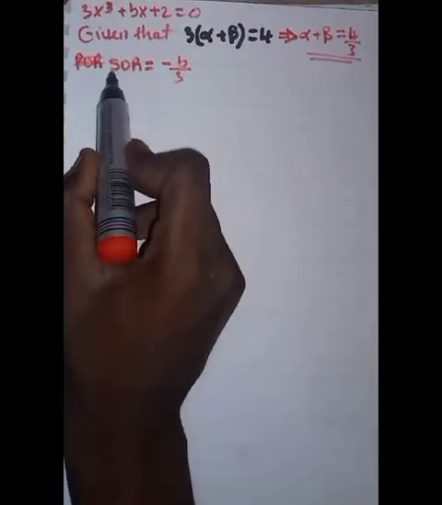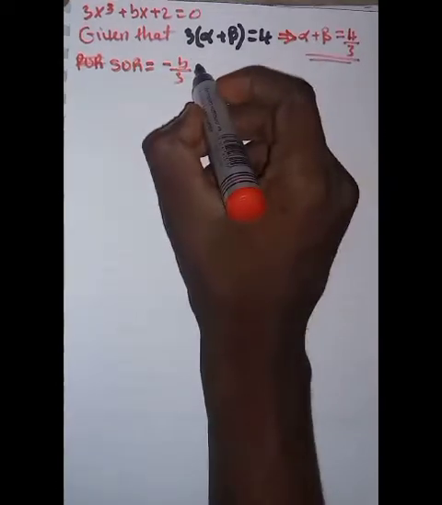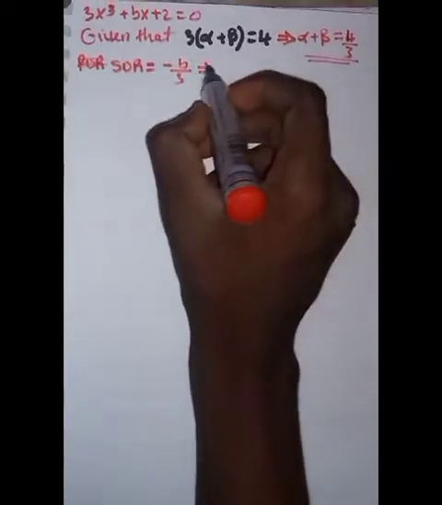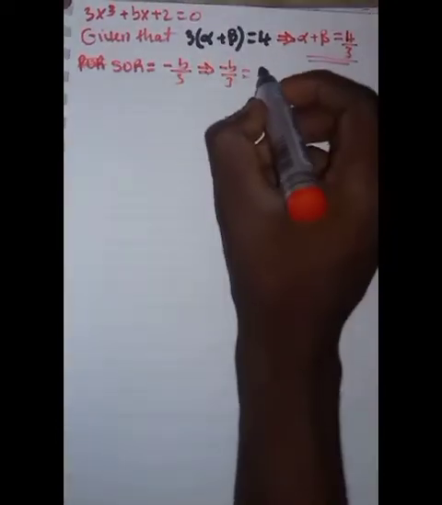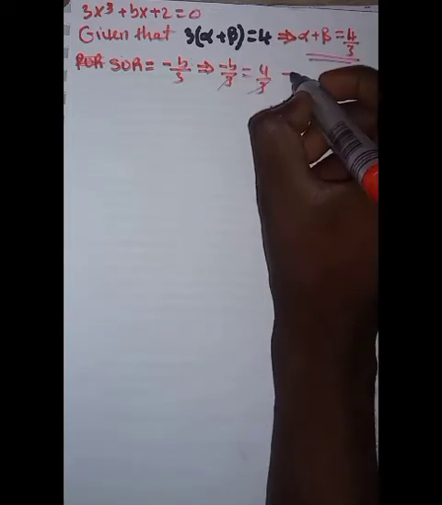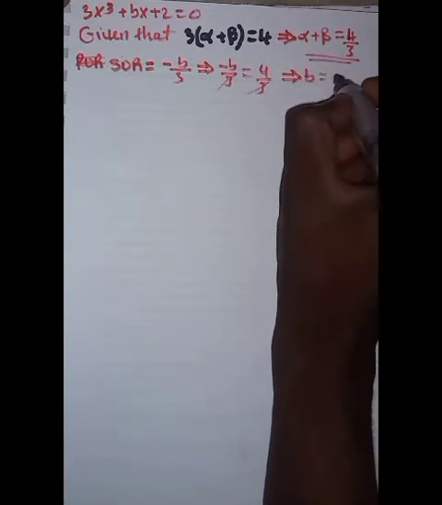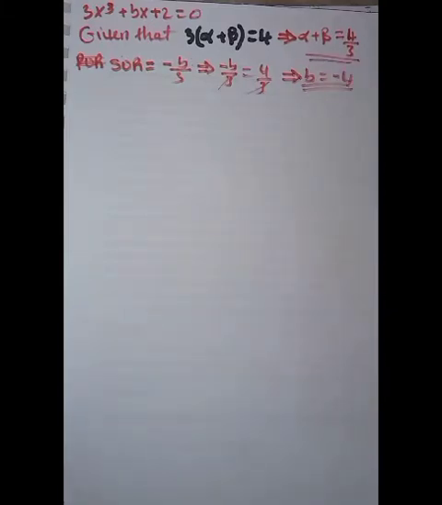But what is our sum of roots? It is alpha plus beta, which has the value 4 over 3. That therefore implies our negative b over 3 is equal to 4 over 3. If we cancel the 3 on both sides, we are going to have b equal to negative 4. Great, so this is the value of b which we were asked to find.